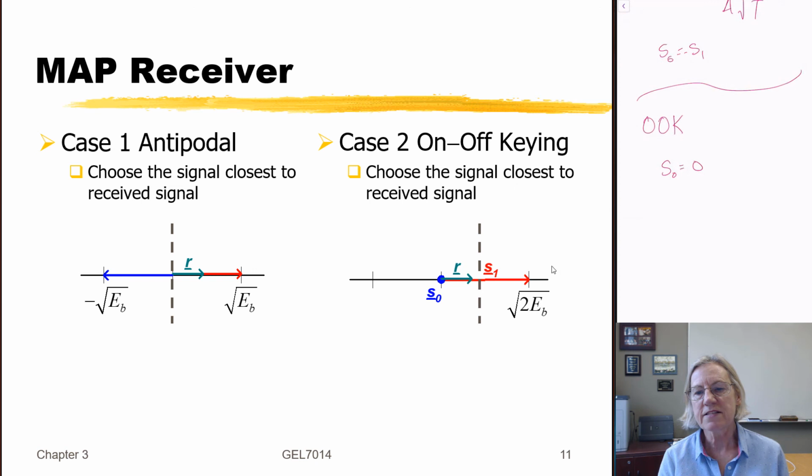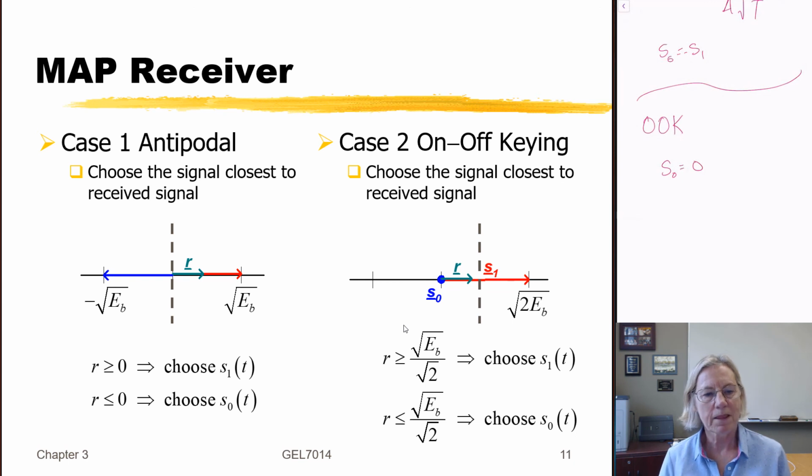And in this case, the midpoint is not at the origin, but rather halfway along the S1. So the MAP receiver for equal priors, or the equivalent of the maximum likelihood receiver, is: if the coordinate of R is positive, choose S1. If it's negative, choose S0.